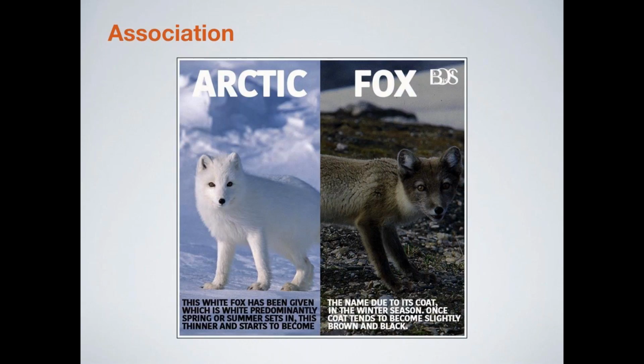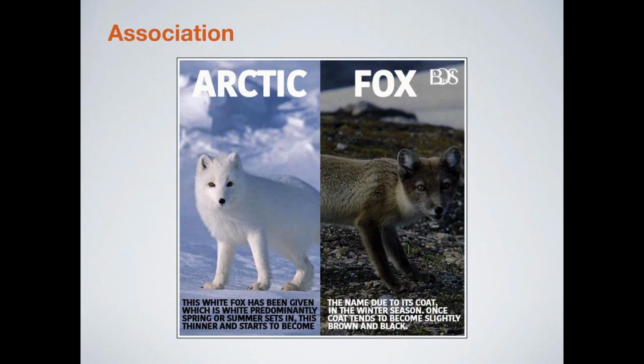But if you read how that would actually go, "this white fox has been given, which is white predominantly spring or summer sets in, this thinner and starts to become." Doesn't make sense, because this is intended to be read from left all the way to the right, line by line. But they have created these visual cues that tell us that these are two separate pieces of text. They've broken the association between the two.